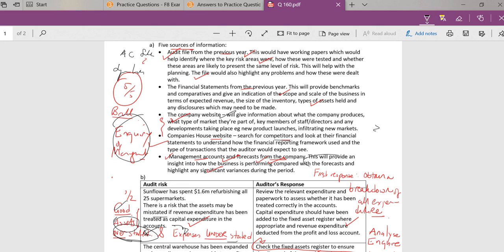And if you like, what is your response? Your first response always is to obtain a breakdown of all the expenditure.